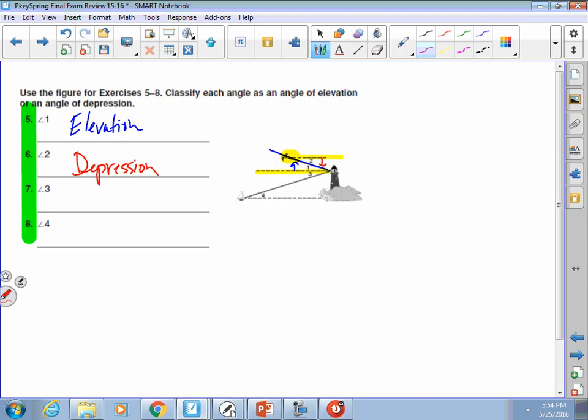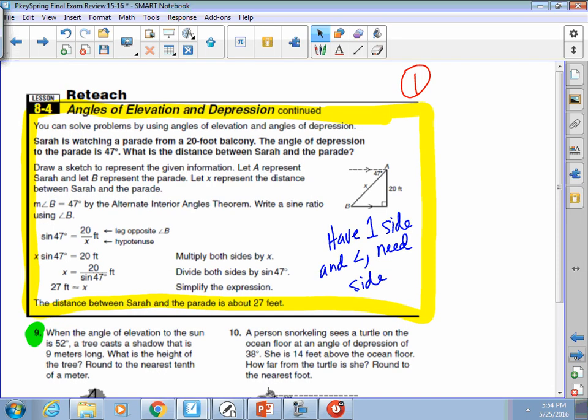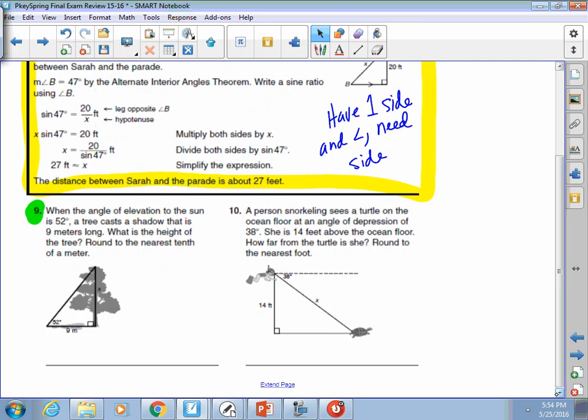So try 3 and 4. Go based on the horizontal line. On 3, you can use that same horizontal line again. On 4, using this horizontal line. And let's see if we can name those. So basically, know your vocabulary. Can you do it off of the picture? And then you have one problem actually doing an elevation depression problem with a word problem. On the test, you'll have the words and it'll be labeled for you.